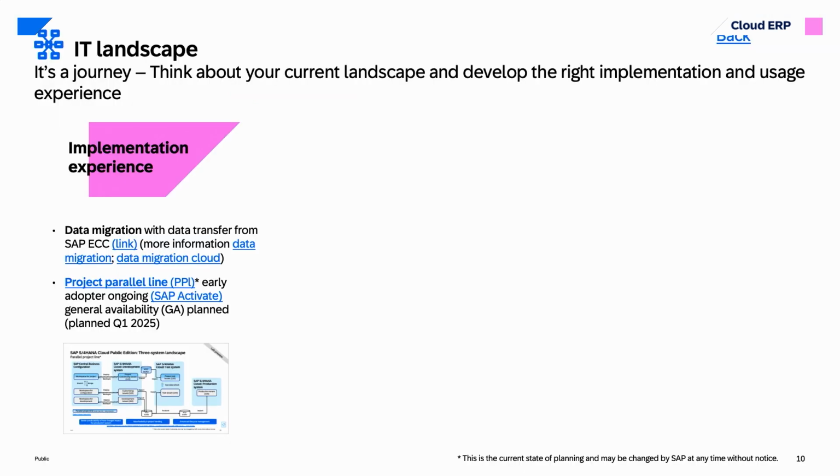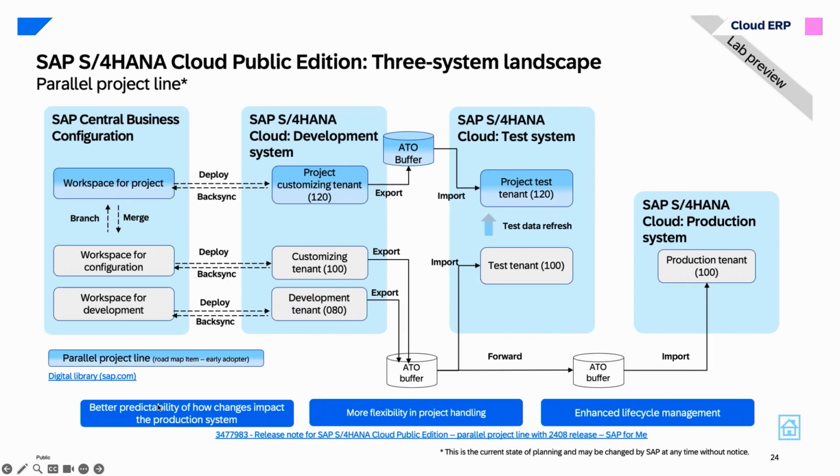We are every day adding a new migration object to this migration cockpit to allow you to carry out your master data, your open transactions from the systems that you are in to public cloud. The second is parallel project Ryan. Probably some of you heard about this.